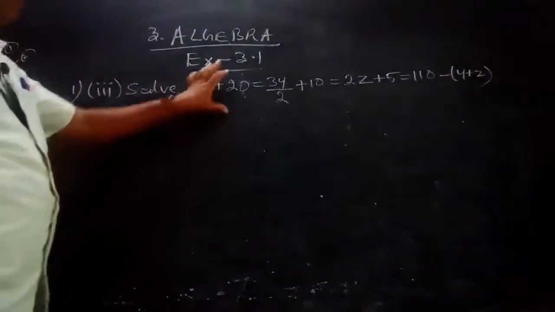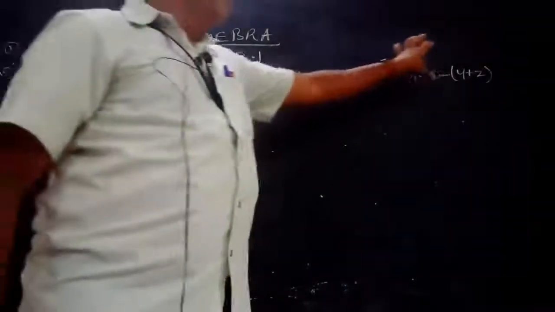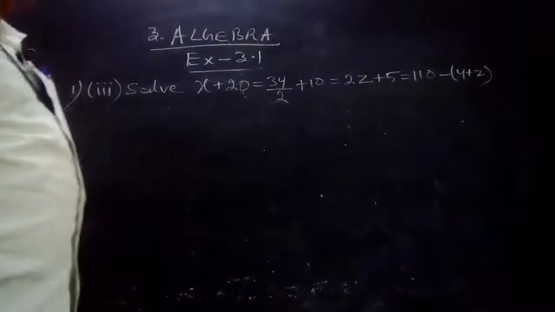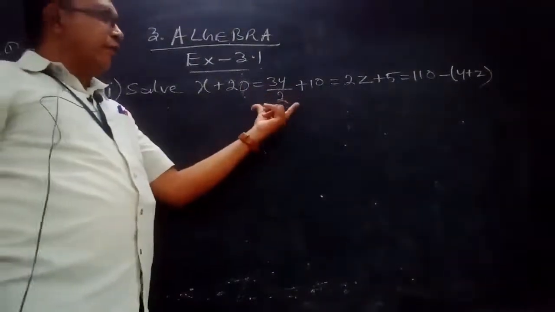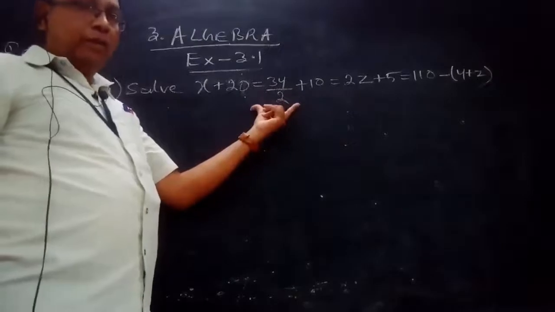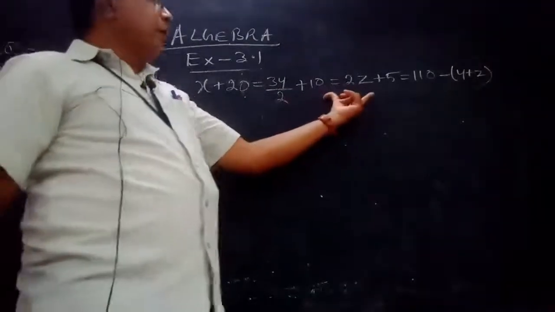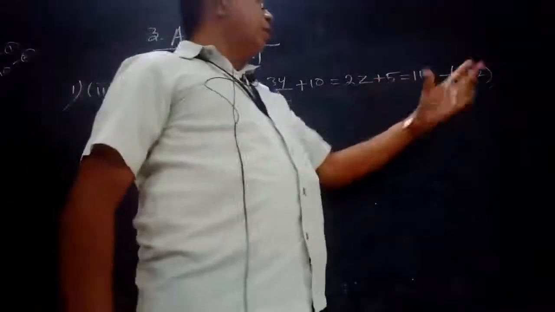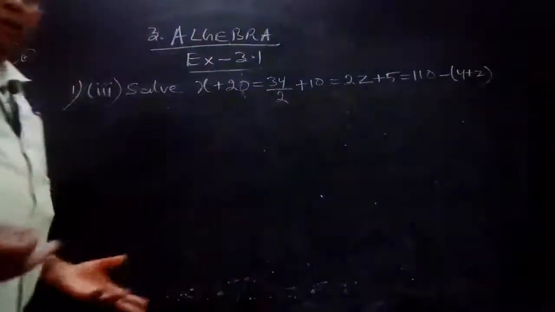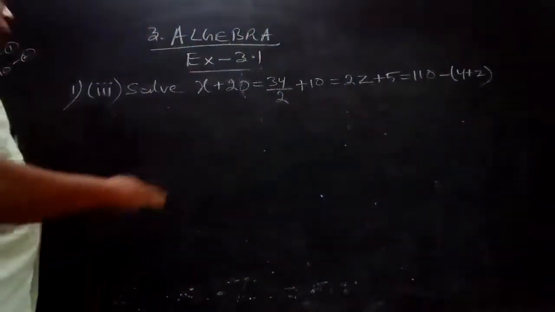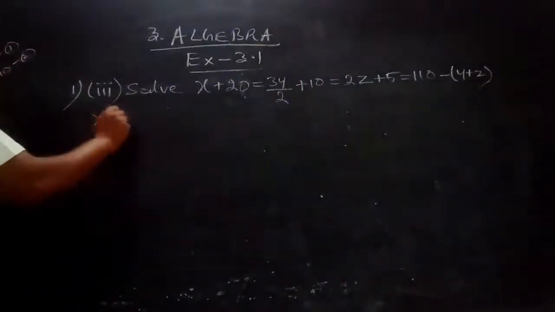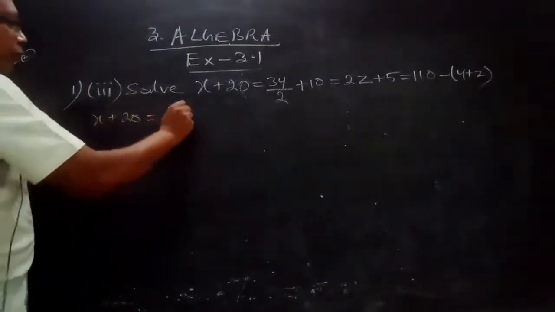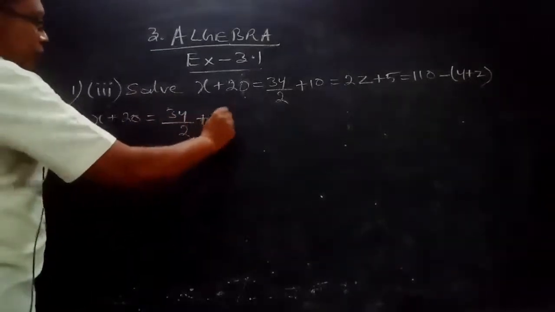Okay, now you see it is the 1, 2, 3, 4. The 4 values are given here. Therefore, first I equate the first two values. Next, second and third I equate. Next, third, fourth I equate. We are getting the three equations. First, I take the first two equations only. Therefore, x plus 20 equal to the 3y by 2 plus 10.